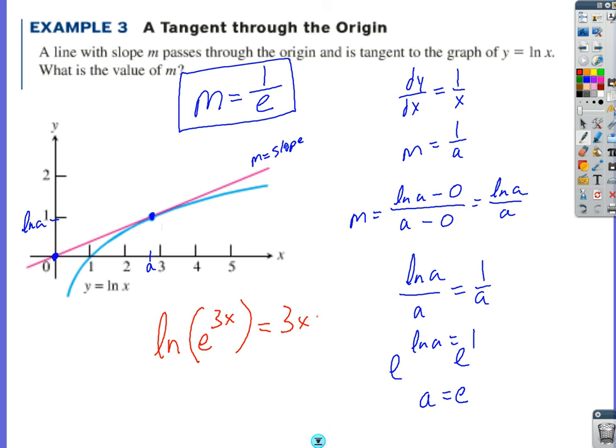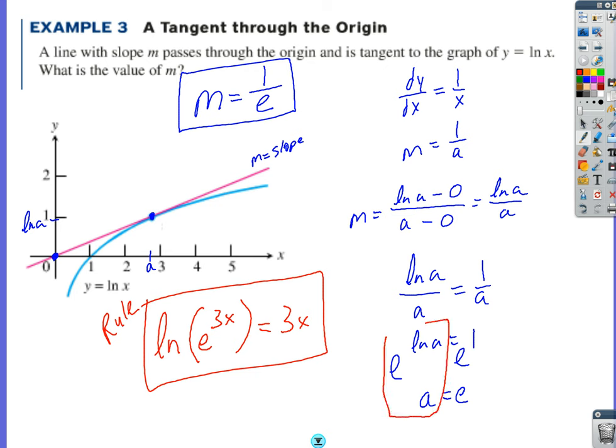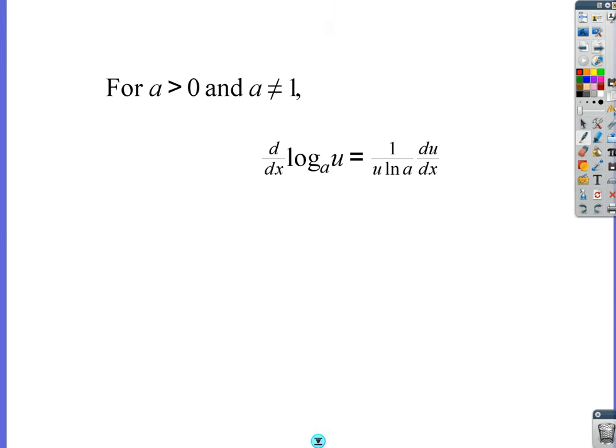That'll help you out. So the two rules you should know is that rule, and the other rule that you should know is this one down here: e to the ln of anything is that anything. All right, let's see what our next rule is.